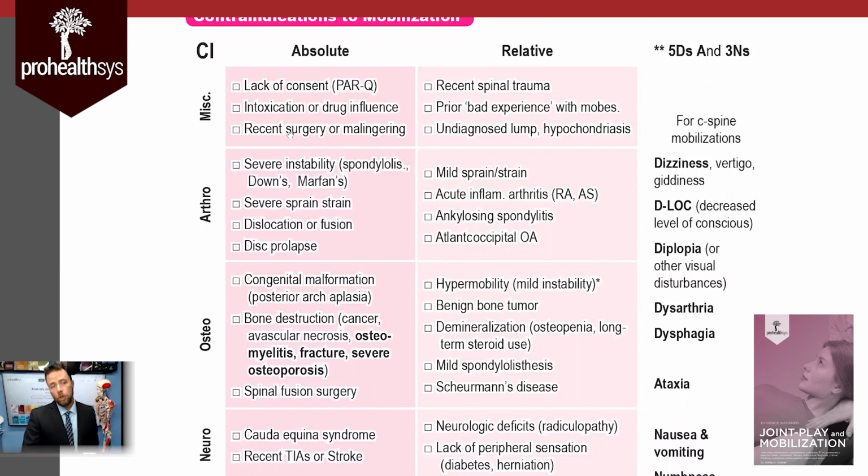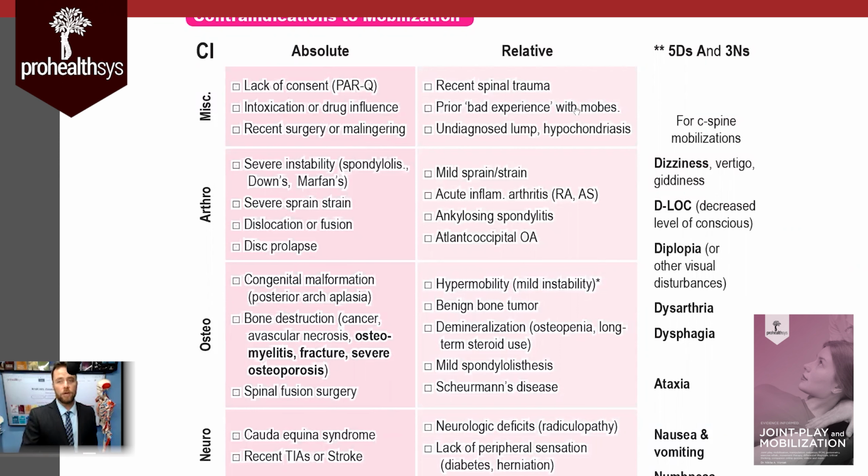Too much. Recent surgery or malingering. If you have a patient who's faking for personal gain, it could be a reason to not adjust or treat that person. Relative under the miscellaneous would be recent spinal trauma. So any kind of injury that they've had, you're definitely going to have to modify with these relative contraindications.